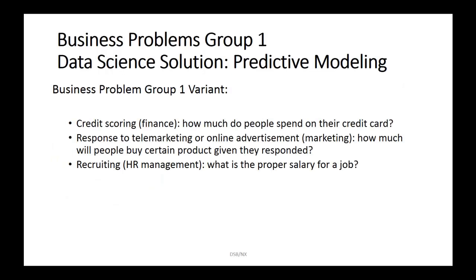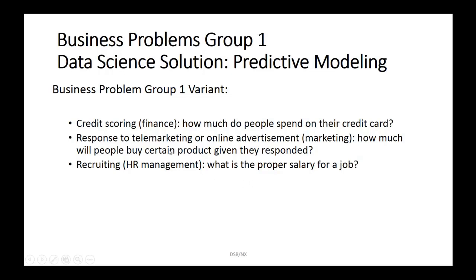Before we read our business problem group 1 and its decision science solution predictive modeling, I want to quickly mention there's a variant to business problem group 1. Such as in credit scoring, we might be interested to predict how much people spend on their credit cards. In the marketing example, we might be interested to predict, given someone has responded to an offer, how much will that person buy that certain product. And in recruiting example, we might be interested to predict what is the proper salary for a particular job description.